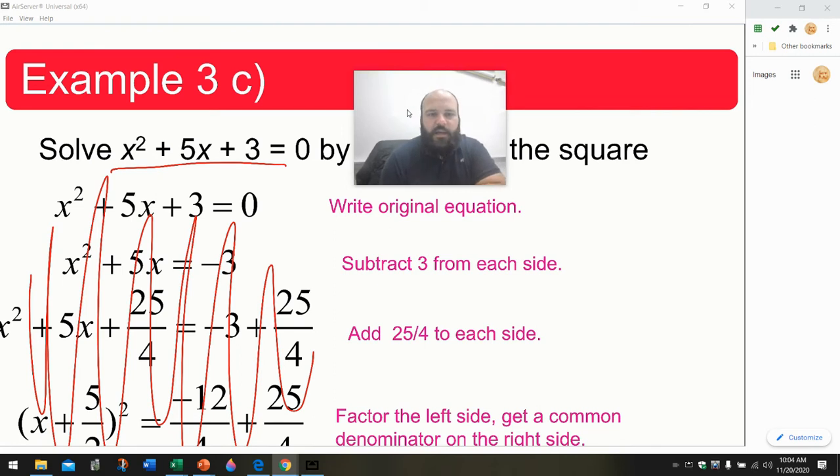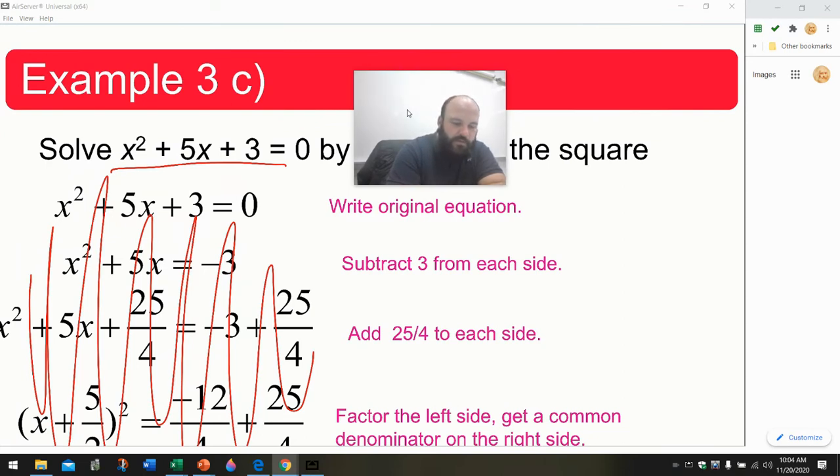You can see that we would need 2 numbers that multiply to give me 3 and add to be 5. There are not 2 numbers that will do that. The only factors of 3 are 1 and 3, and 1 and 3 is equal to 4. So this is not factorable using our normal techniques that you already know how to do. So we need to factor this by completing the square.